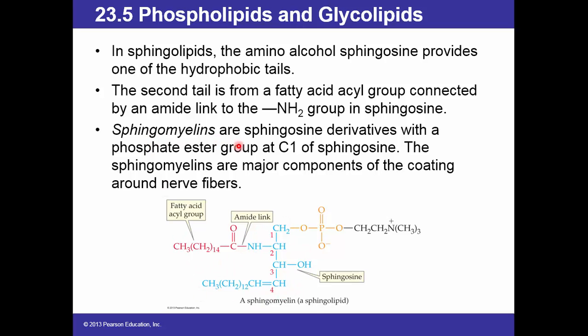Now sphingomyelins are sphingosine derivatives with a phosphate ester group at carbon 1 of sphingosine. Sphingomyelins are major components of the coating around nerve fibers.